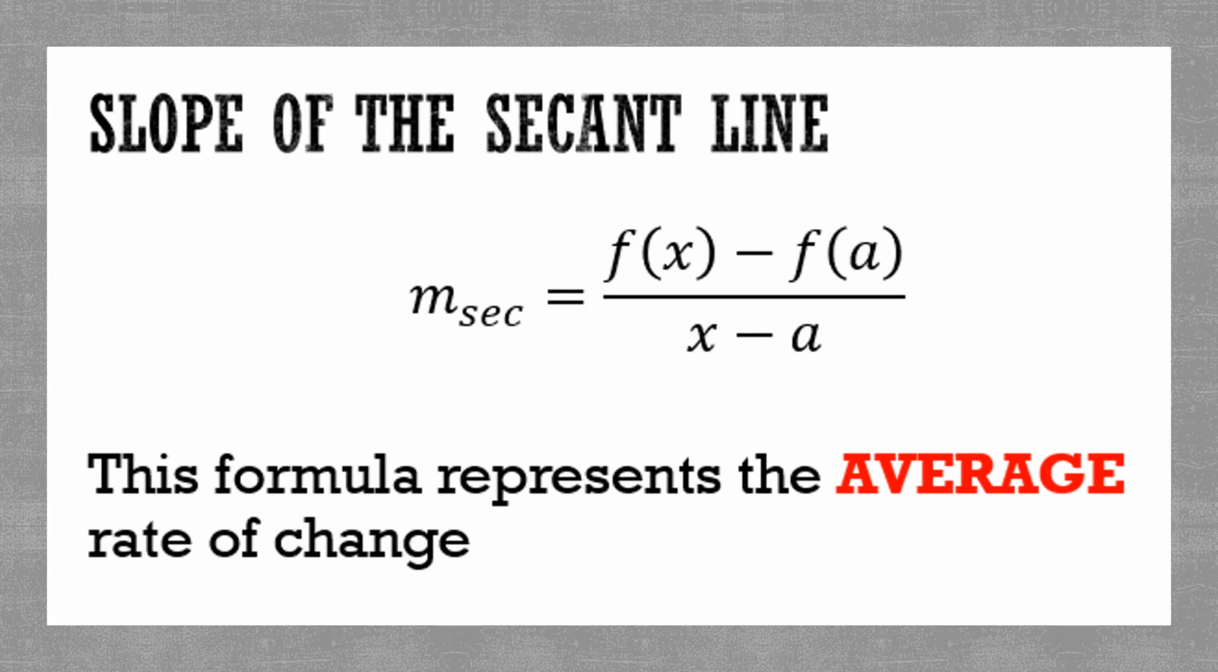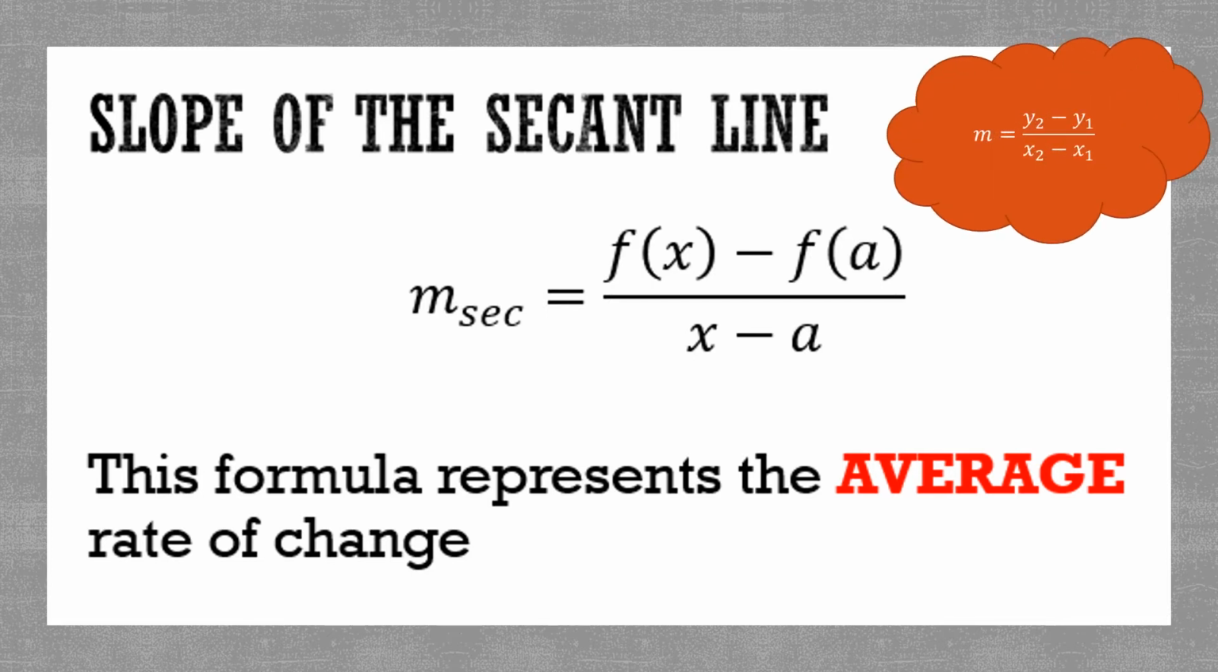The slope of the secant line is f of x minus f of a over x minus a. This formula basically is just the average rate of change. You've calculated it probably since 7th or 8th grade. If you remember back when you first learned average rate of change, the formula that you used was y2 minus y1 over x2 minus x1. These two formulas are exactly the same. The slope of the secant line is just written a little bit differently, more of a professional, grown-up way.